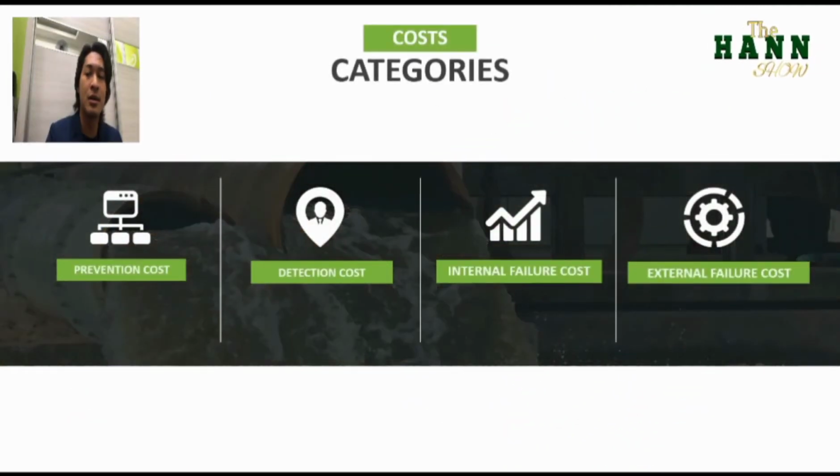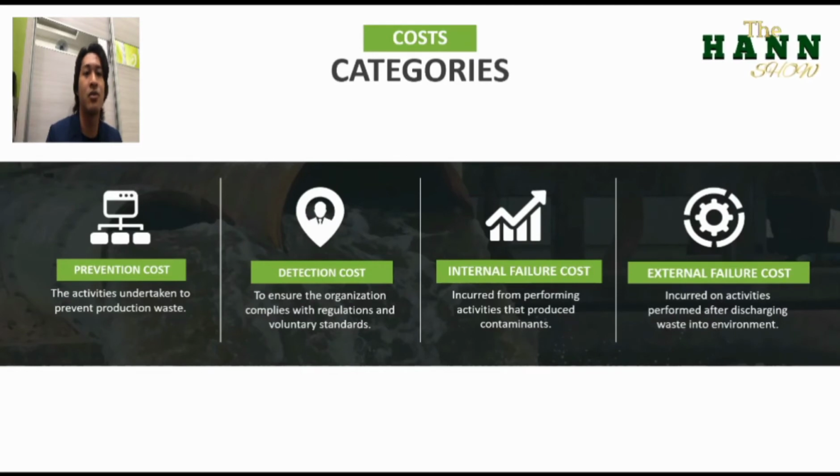Okay, next I will talk about the categories of costs. There are 4 types of categories. The first one is prevention costs. Prevention cost is the activities undertaken to prevent production waste. And the second one is detection cost, which is to ensure the organisation complies with regulations and voluntary standards. And the third one is internal failure cost, which are incurred from performing activities that produce contaminants. And the last one is external failure cost, which is incurred on activities performed after discharging waste into the environment.